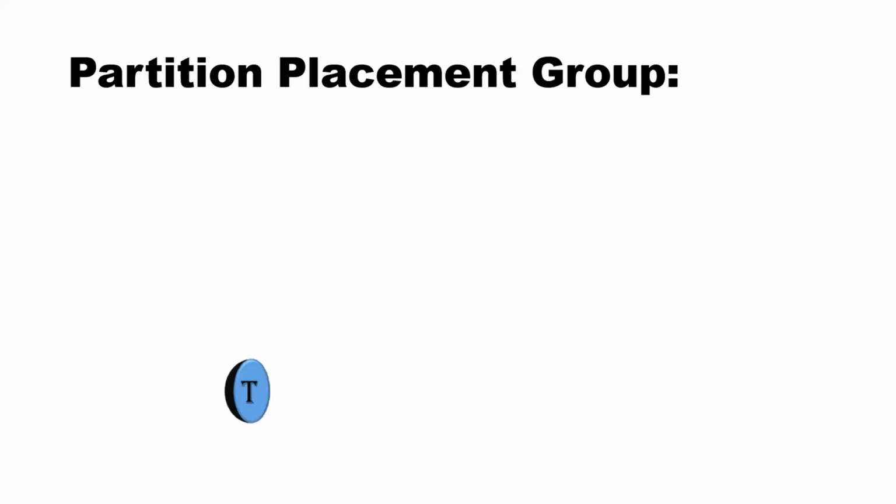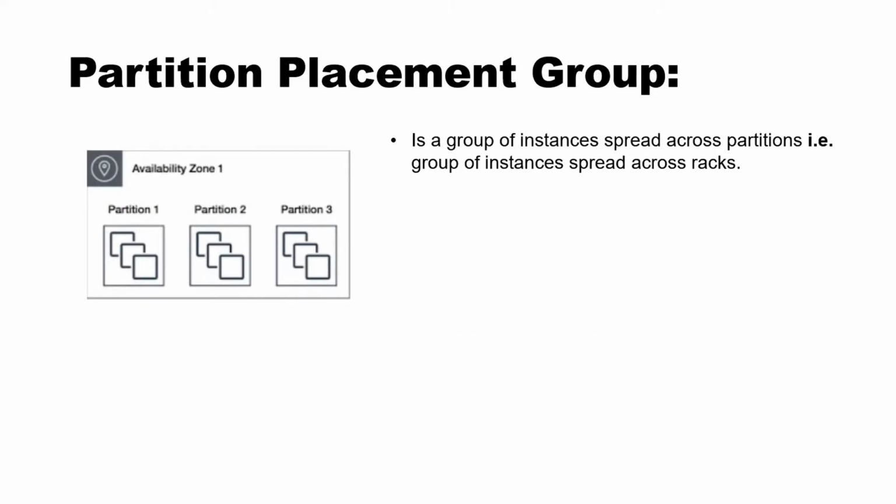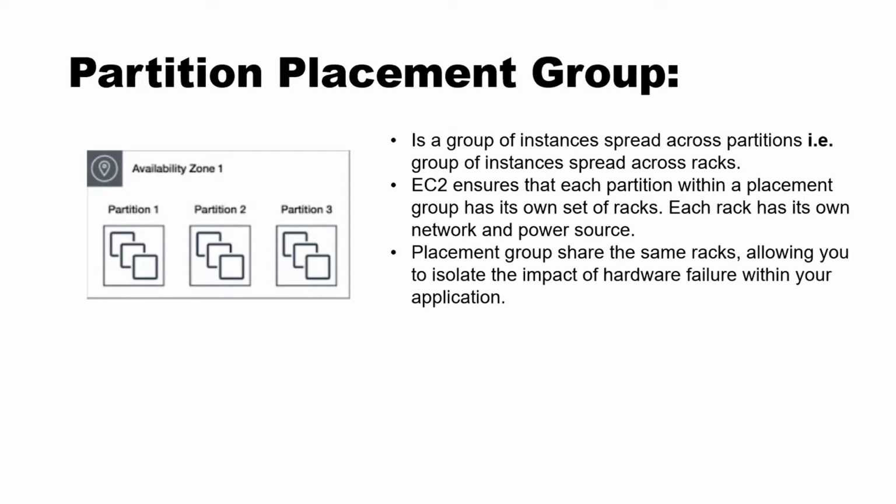Next we can see the partition placement group. This is a group of instances spread across partitions, that is, spread across racks. Here you can see three partitions in this example: in the first partition we have 3 instances, in the second partition 3 instances, and in the third partition 3 instances. This ensures that each partition within the placement group has its own set of racks, each rack having its own network and power source. The placement group does not share racks between partitions, allowing you to isolate the impact of hardware failure within your application.